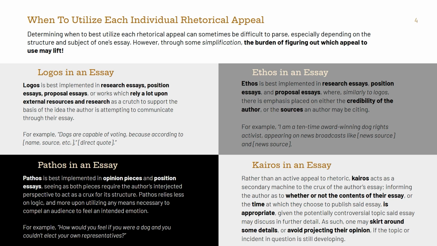Kairos in an essay. As previously discussed, rather than an active appeal to rhetoric, Kairos acts as a secondary machine to the crux of the author's essay, informing the author as to whether or not the contents of their essay or the time at which they choose to publish said essay is appropriate, given the potentially controversial topic said essay may discuss in further detail. As such, one may skirt around some details or avoid projecting their opinion if the topic or incident in question is still developing. So Kairos, in essence, is simply the author's attention to the sensitivity of a topic, or whether or not they should write about said topic.